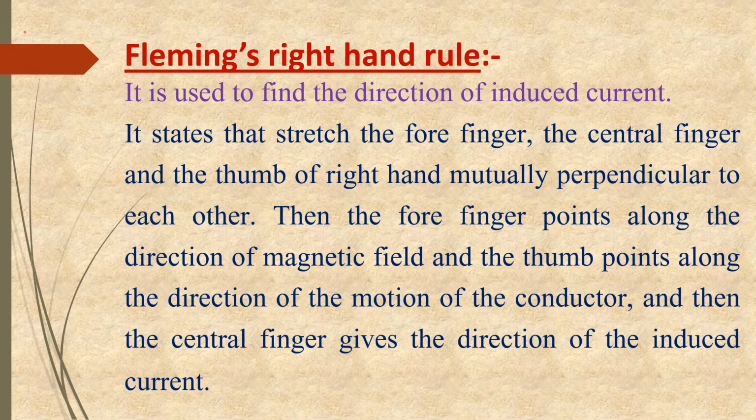Fleming's right hand rule states that stretch the forefinger, the central finger and the thumb of your right hand mutually perpendicular to each other. Then the forefinger points along the direction of magnetic field, the thumb points along the direction of motion of the conductor, and then the central finger gives the direction of induced current. So I hope it is clear. You can watch the next part to make it more clear.